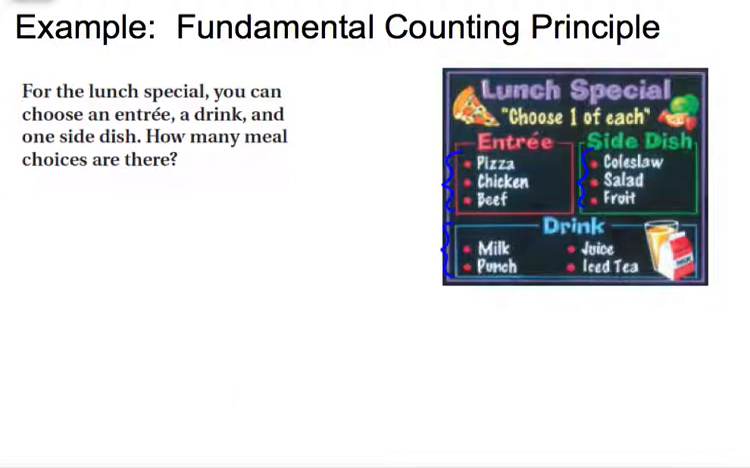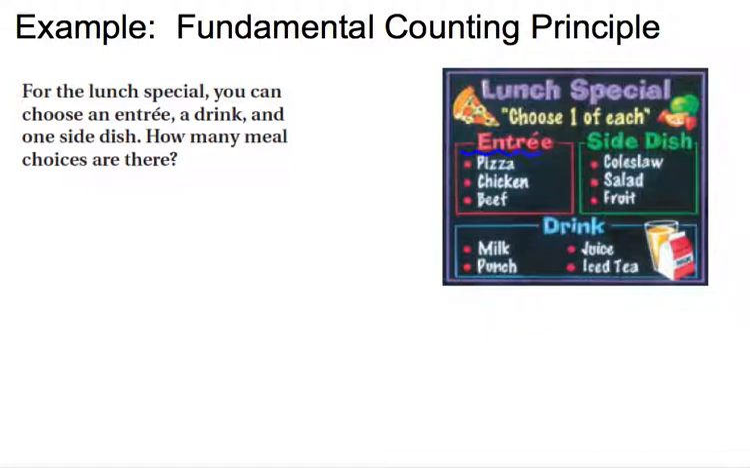So for example, we could choose from the entree a pizza, a salad, and a juice. Then the next day, we might choose something like, change colors here, chicken, fruit, and iced tea. Then the next day, we choose something like, let's do chicken again, and we're going to do coleslaw and punch. Well, this would take a while to figure out how many different possibilities if we keep choosing it that way. Instead, we're going to figure out how many elements are in each group.